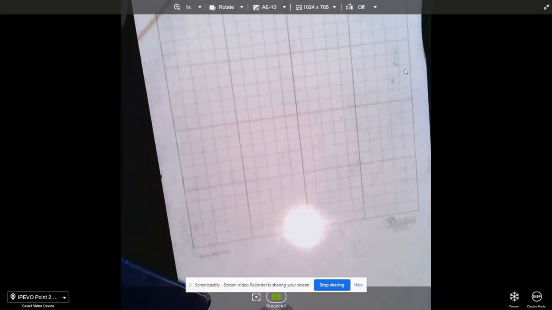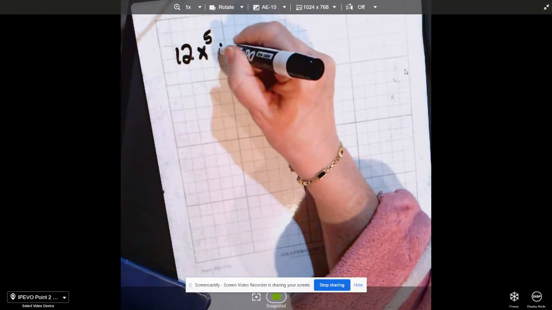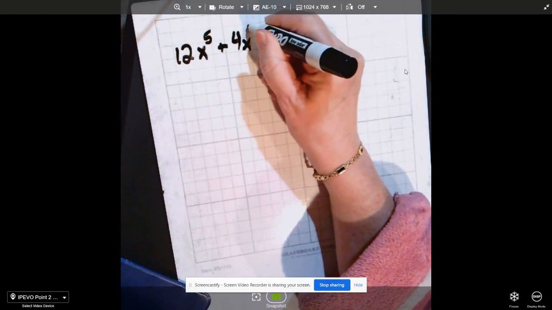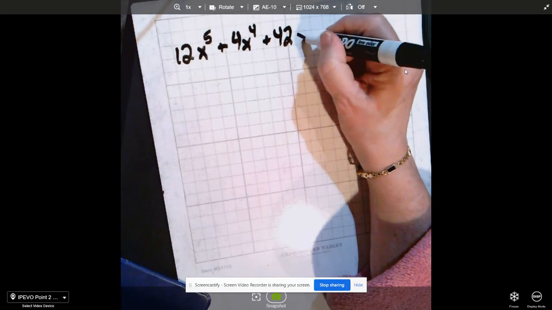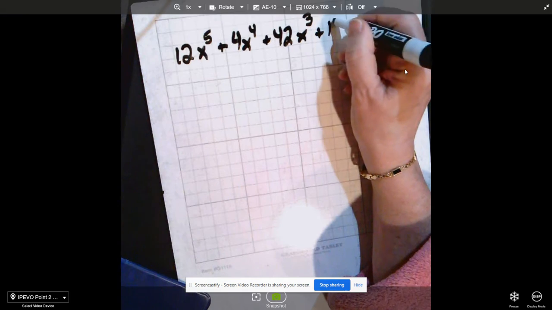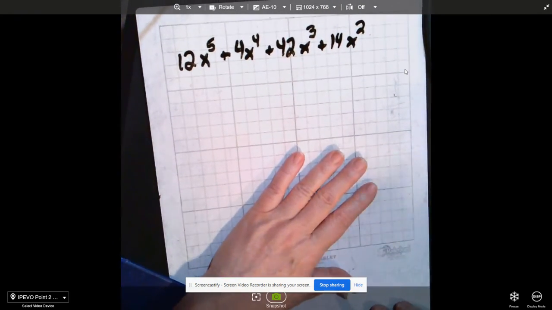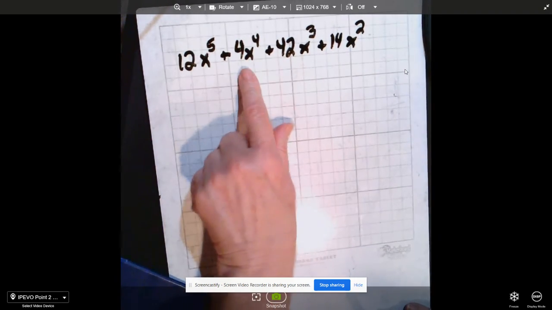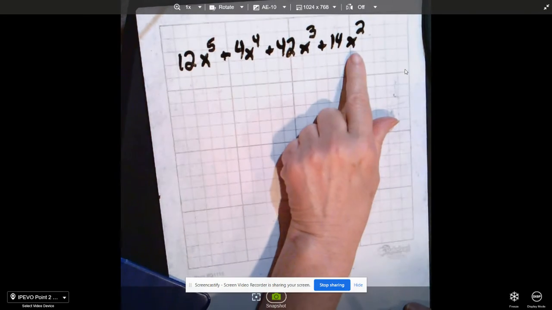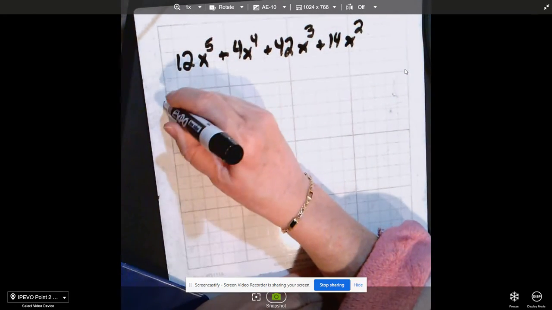And the last example that they gave you is 12x to the 5th plus 4x to the 4th plus 42x to the 3rd plus 14x squared. So once again, don't forget to look to see if there's a common factor. Well, it looks like they're all divisible by 2, and I have an x squared, so it looks like they're all divisible by 2x squared.